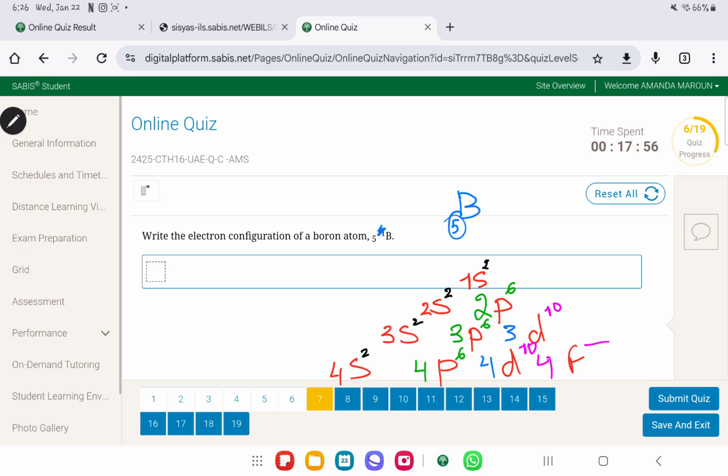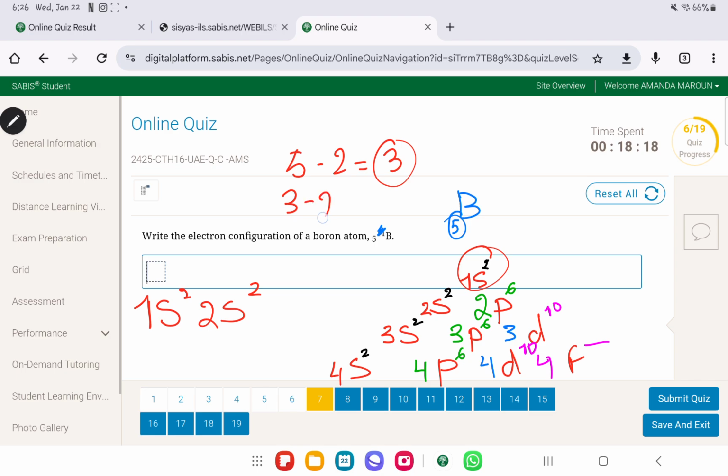Okay, so let us fill in starting with 1s2. So 1s to the power of 2. This is 2 electrons gone. So 5 minus 2, we are left with 3 electrons. So again, we will put 2s to the power of 2. We put 2 electrons again. So that is 3 minus 2, which leaves us with 1 electron. So we move on to 2p, but instead of putting it to the power of 6, we put it to the power of the number of electrons left, which is 1. And if you add 2 plus 2 plus 1, you will get a total number of 5.